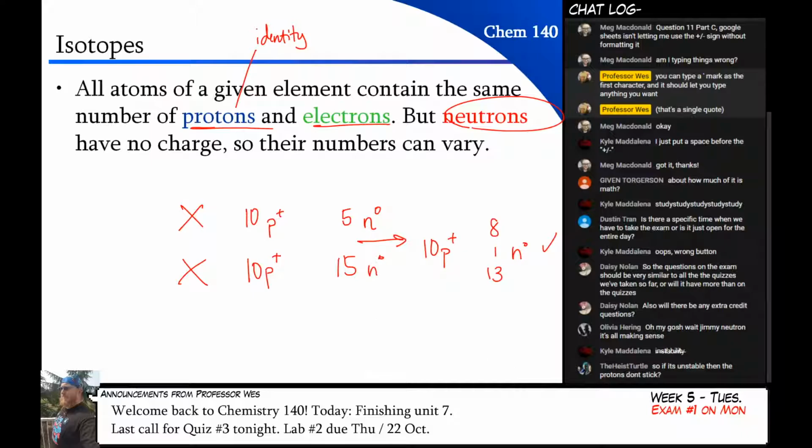But the point of all this is that each of these different combinations of protons and neutrons is known as an isotope. And I ran out of space there. Let me try that again.